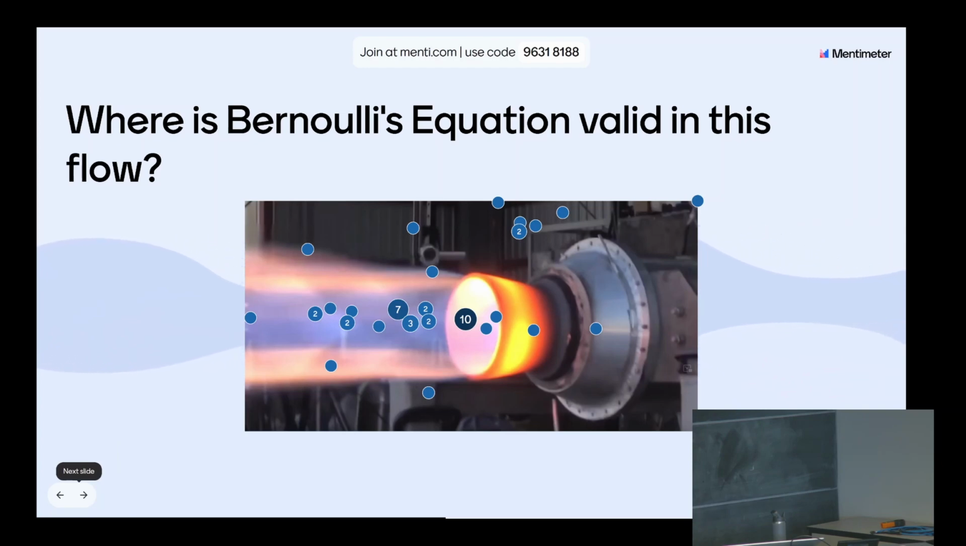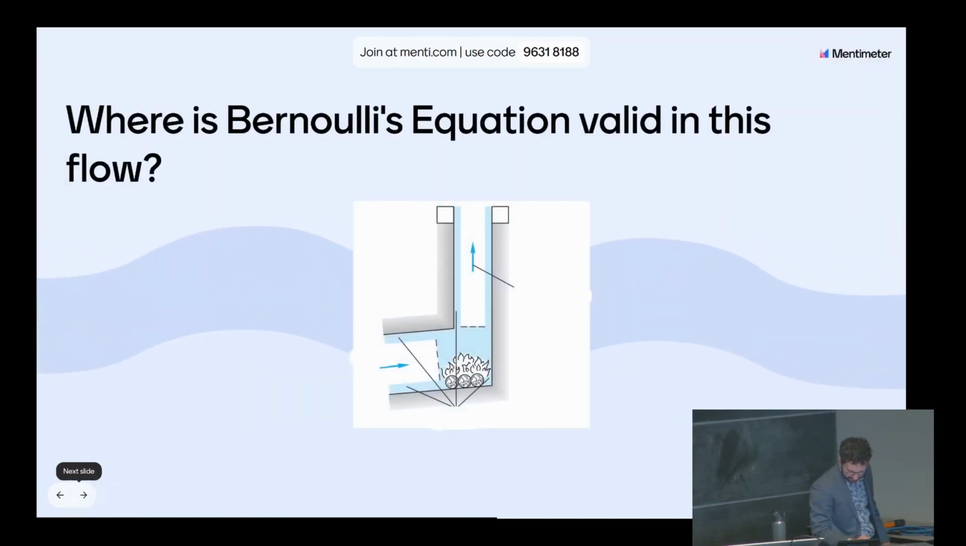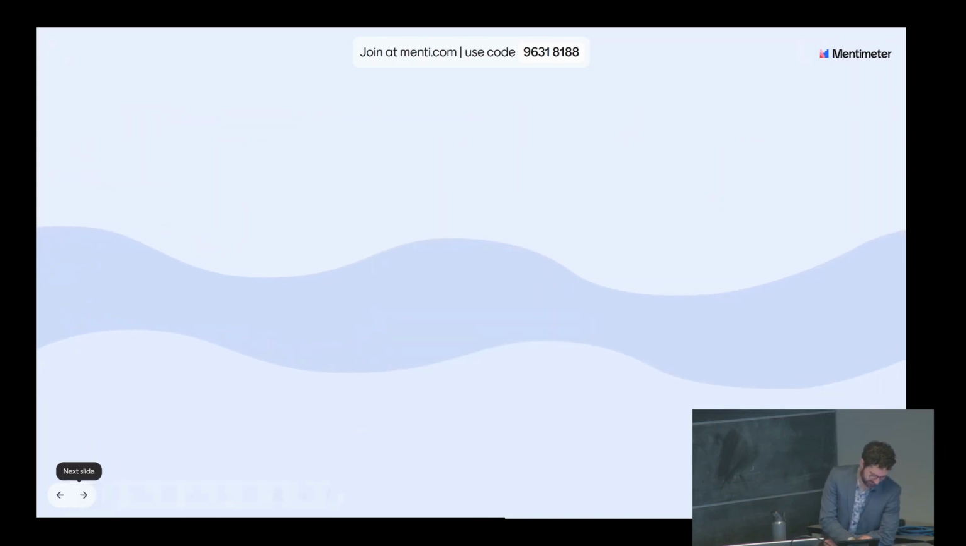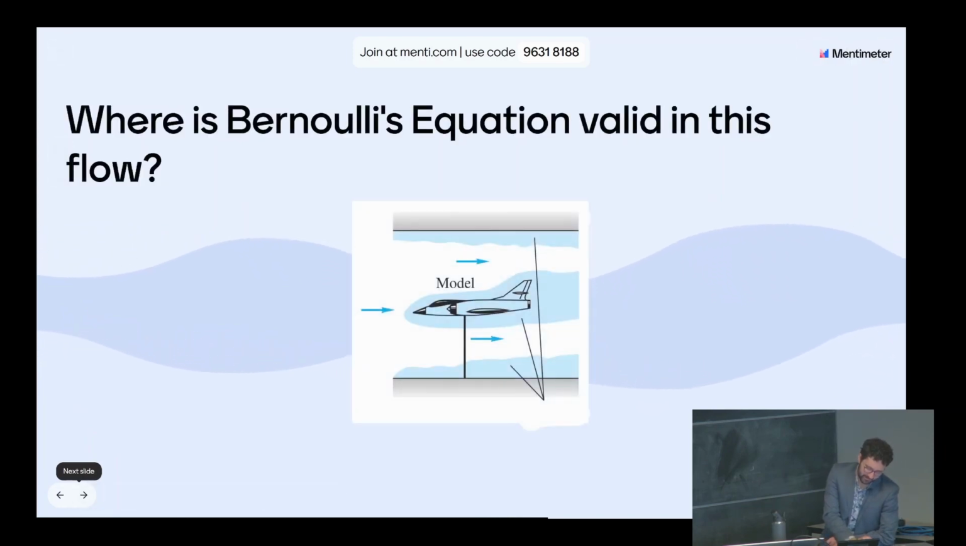I get where you're going with it. It looks similar to the potential core of the jet I did previously, but in this case, there are too many other energy sources, so Bernoulli's equation wouldn't be valid. I'm going to skip this one. I think you guys are getting the gist of it.